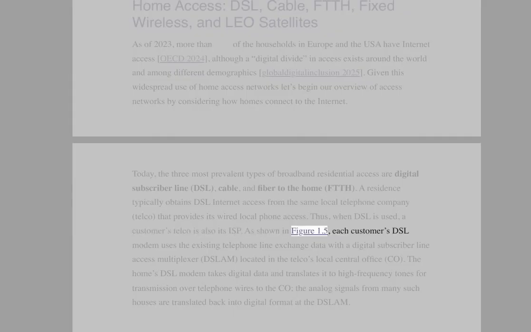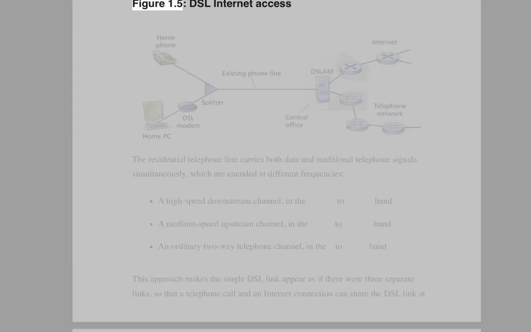As shown in figure 1.5, each customer's DSL modem uses the existing telephone line to exchange data with a digital subscriber line access multiplexer, DSLAM, located in the telco's local central office, CO. The home's DSL modem takes digital data and translates it to high-frequency tones for transmission over telephone wires to the CO. The analog signals from many such houses are translated back into digital format at the DSLAM. Figure 1.5, DSL Internet Access.